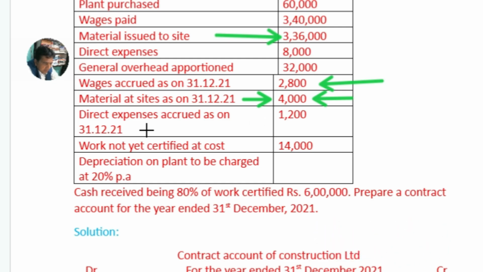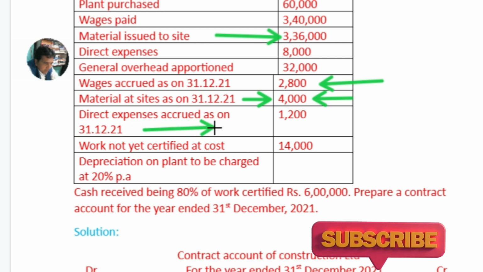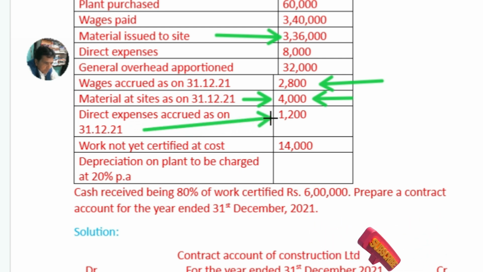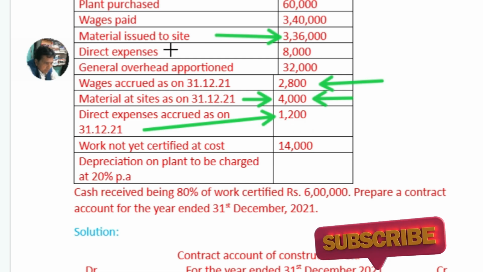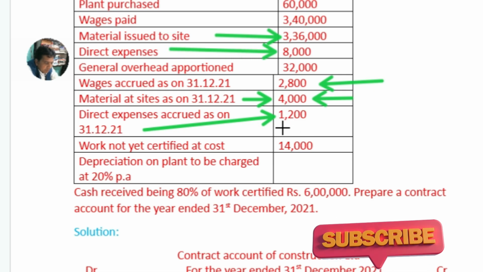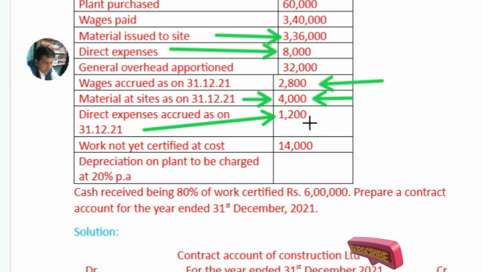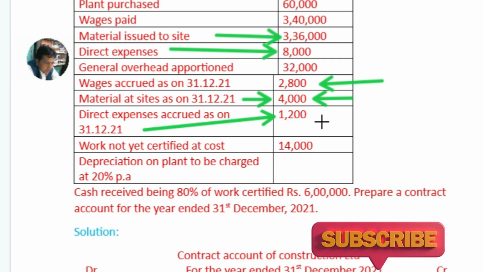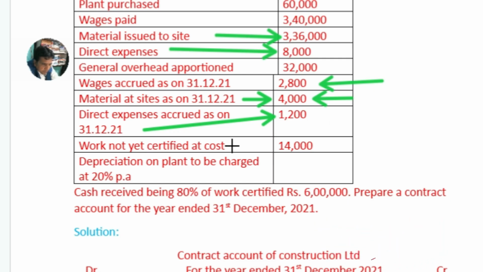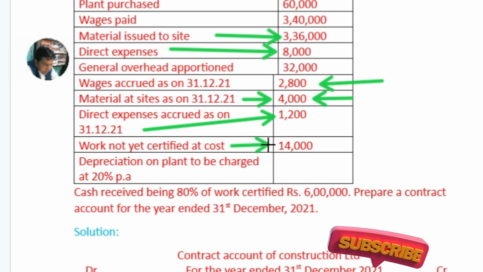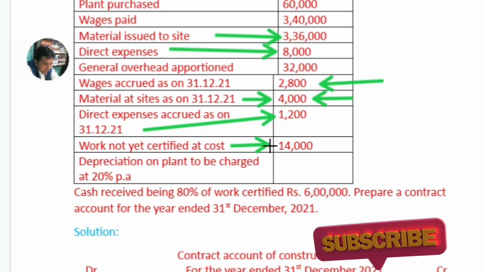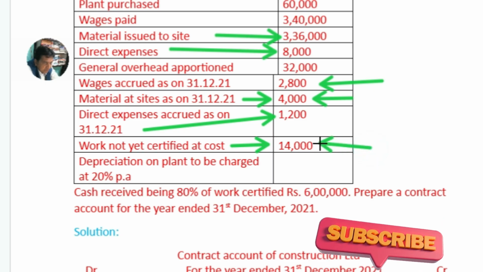And similarly, direct expenses due or accrued as on 31st December 2021, 1,200. So this is the already paid amount, and this is the payable amount outstanding. Shall be added together. 9,200 will appear on the debit side of the contract. Now some value of the work is done by the contractor, but it is not yet certified. That is work not yet certified at cost 14,000.